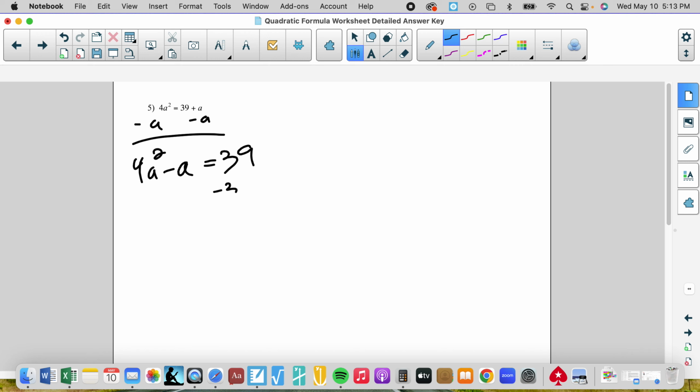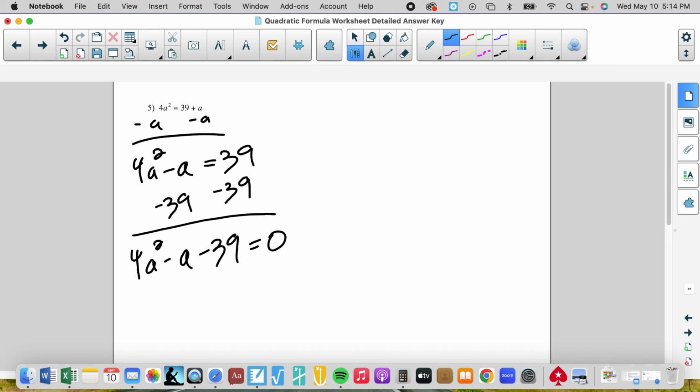And now I have to move that positive 39 by subtracting 39. We get 4a squared minus a minus 39 equals 0. Now we have to find what is my a, b, and c. A is going to be the coefficient of a squared, which is 4. B is going to be negative 1. And c is going to be negative 39.